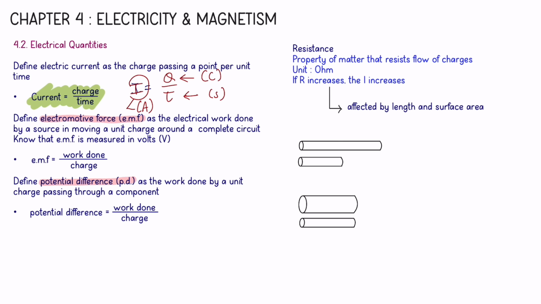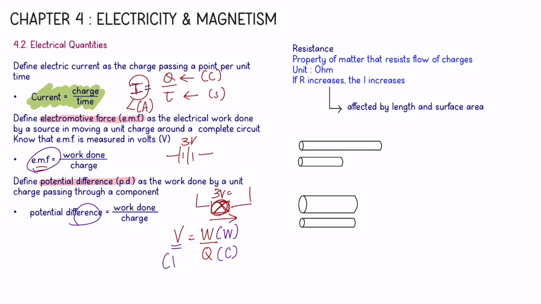They are both represented by the symbol V. Electromotive force is the voltage across the batteries, like this, and potential difference is more for the voltage across a component. So EMF can be calculated by the work done over charge. Work done is in joules, W, and Q is in coulomb. And the unit for EMF and potential difference both is volts.